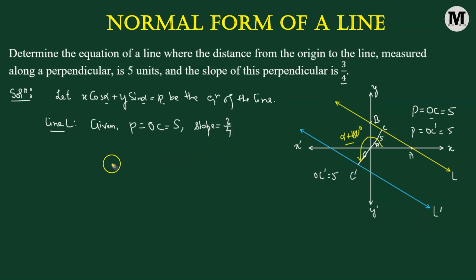Now what is slope? Slope as per definition is the tangent of the angle alpha that the perpendicular line makes with the positive direction of x-axis. That is going to give us the slope, and it is given that slope equals 3/4.